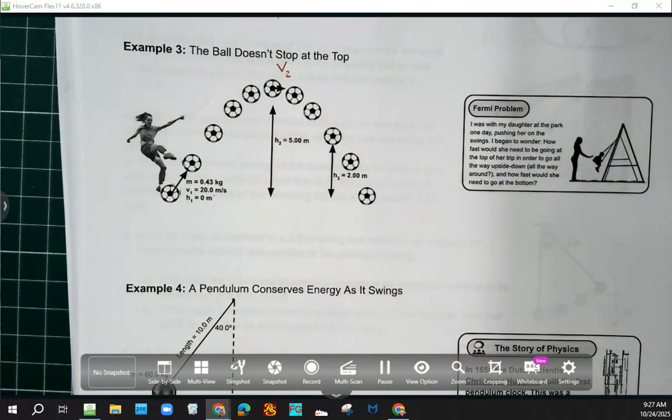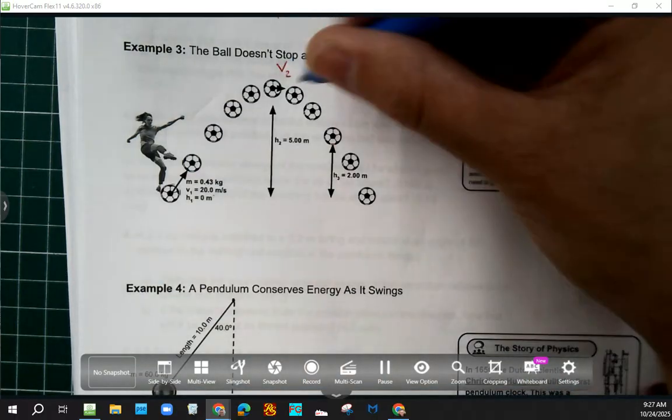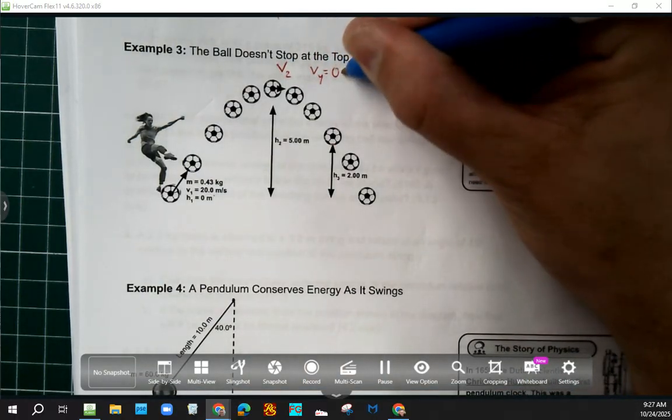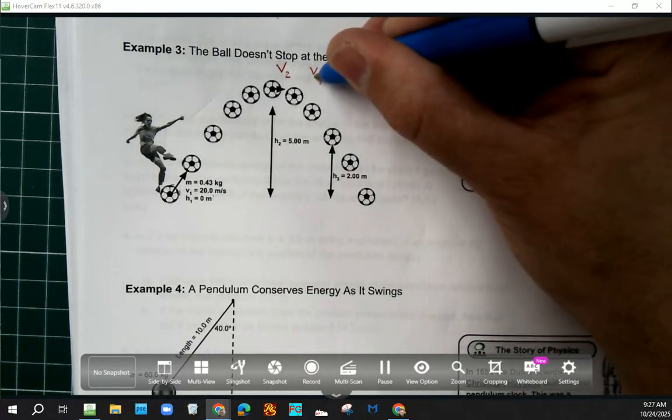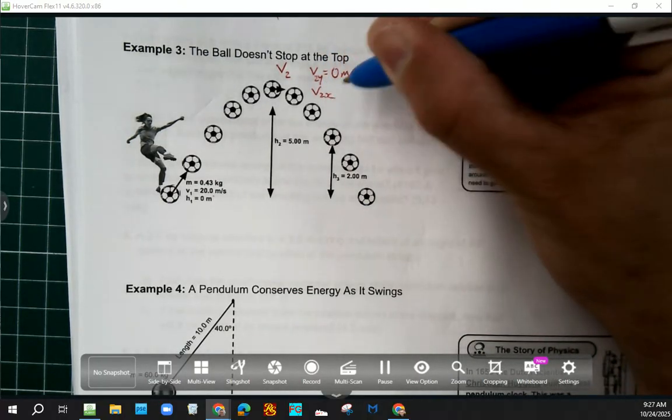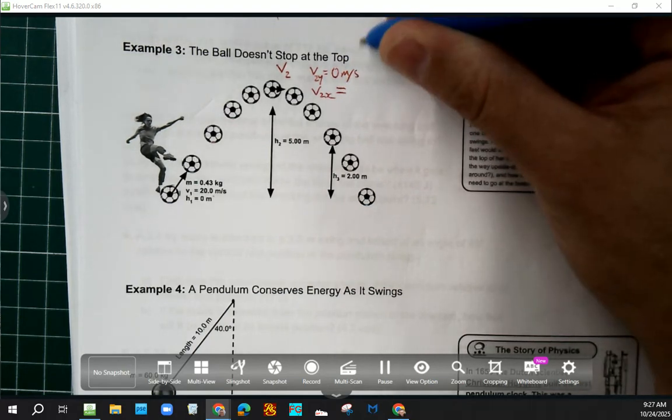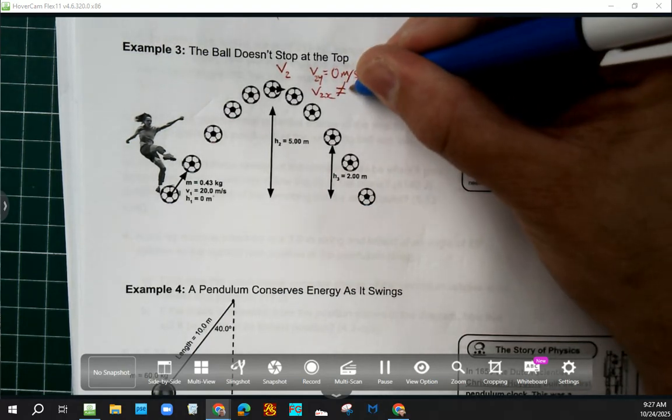No. The speed is minimized. What I can say is that Vy is equal to 0 meters per second, if I want to think about kinematics and components. But V2y, V2x is equal to, well, let's just say not 0 meters per second.